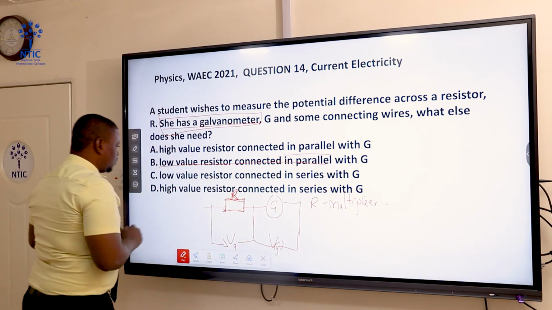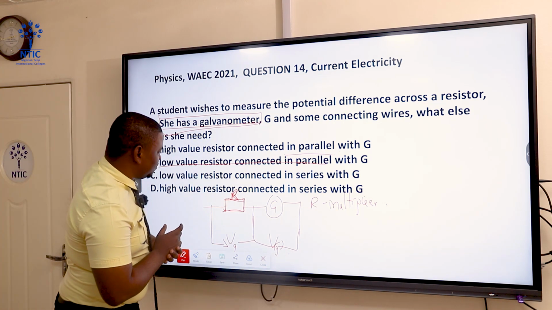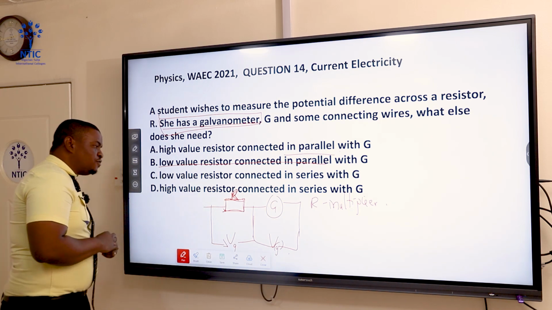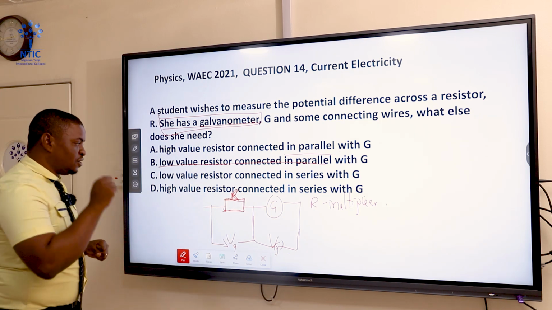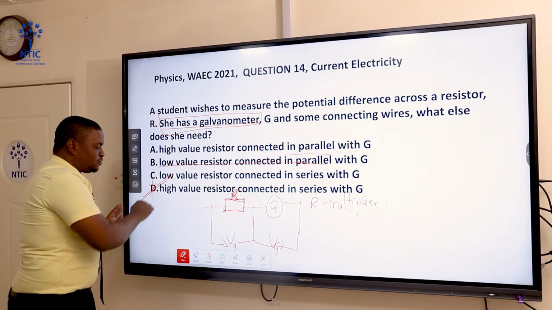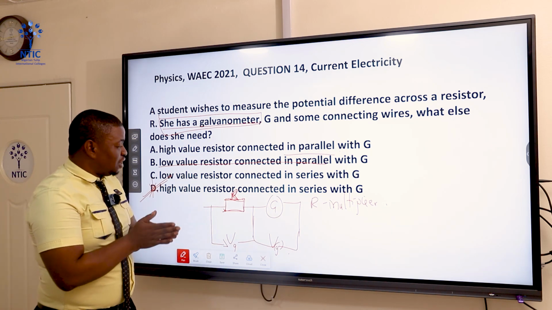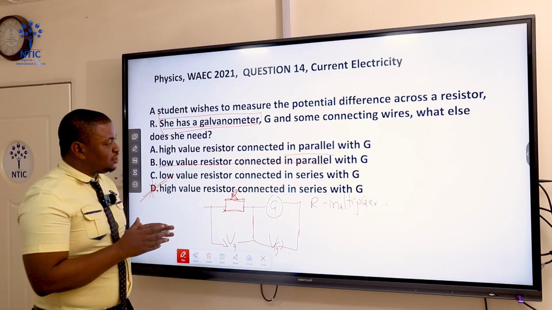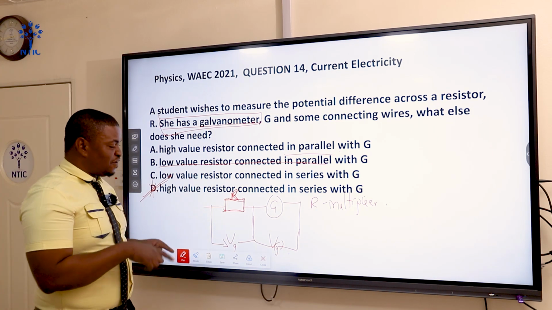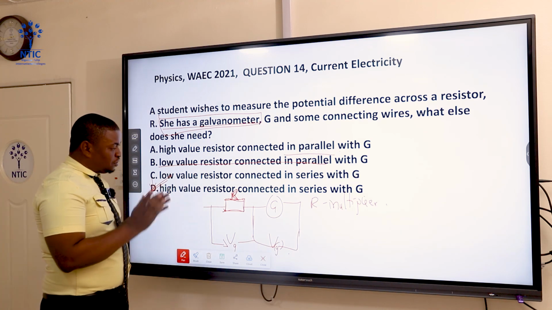Series, not in. So the next one, low value resistor connected in series with the galvanometer. No. The last option is high value resistor connected in series with the galvanometer, which is the answer, option D. Now, I want you to know that you can also convert a galvanometer to an ammeter. In doing that, you connect a low resistor in parallel with the galvanometer, and that resistor is what we call a shunt resistor.